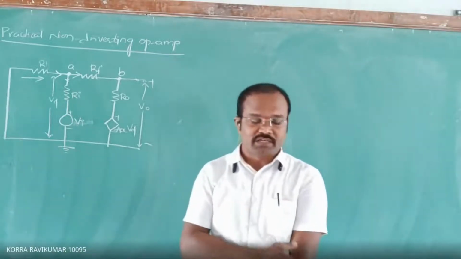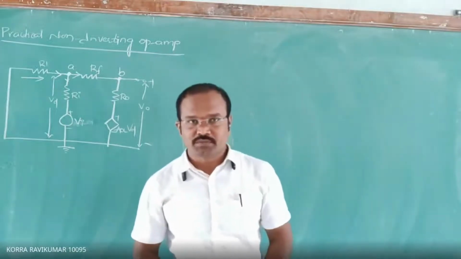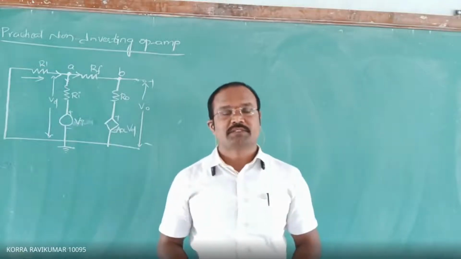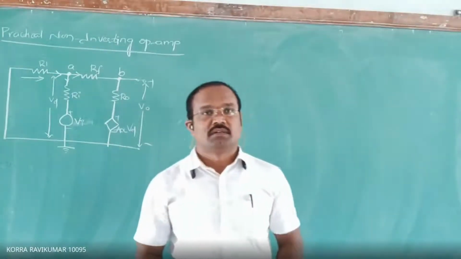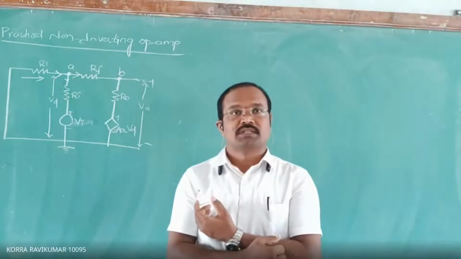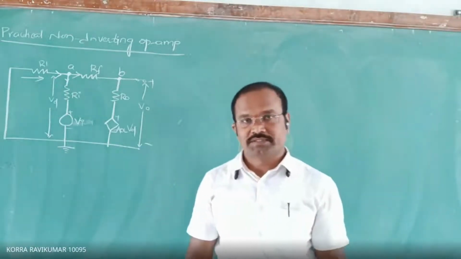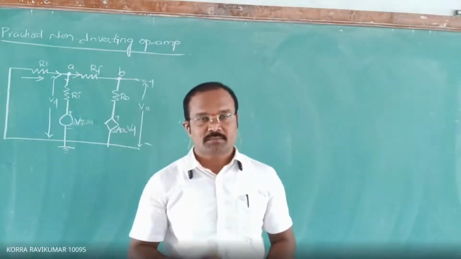For the ideal op amp, if you observe, input resistance is infinite, gain is infinite, output resistance is 0 ohms, CMRR is infinite, offset voltage is 0. These are the ideal op amp characteristics.